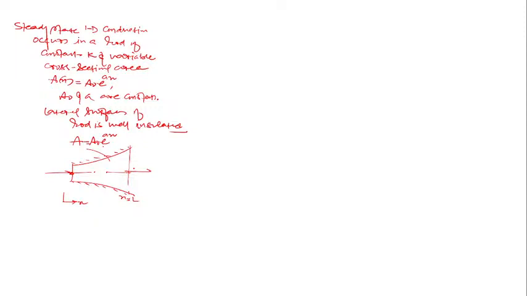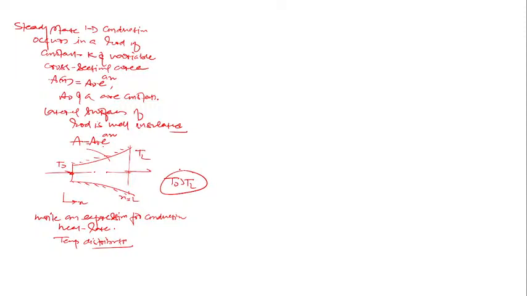So the first part of the question is to write an expression for conduction heat rate, and also find out the temperature distribution. Here temperature is T naught and here temperature is TL, and given that T naught is more than TL. Clear?